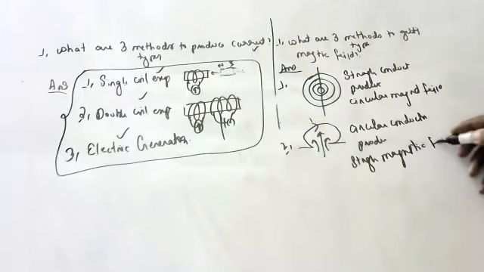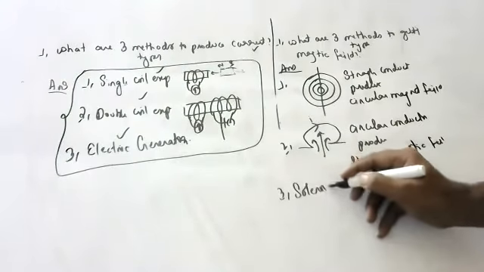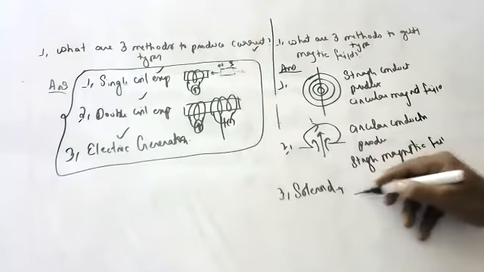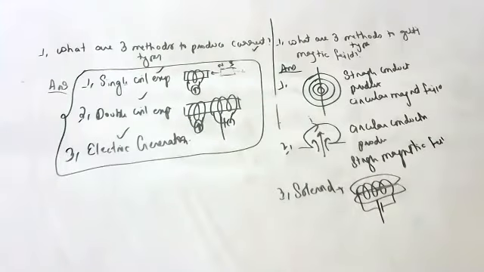Solenoid. Very good. In a solenoid also we can produce a magnetic field. Inside the solenoid the magnetic field is uniform, like this. So those are the three methods of producing a magnetic field.